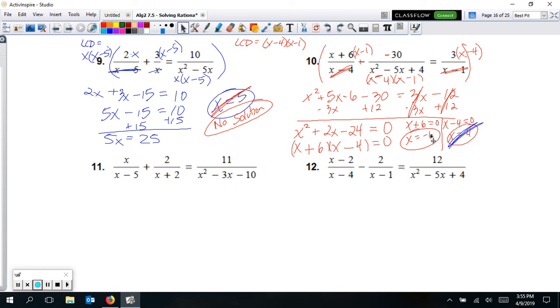So the only answer on this problem then is just that x is equal to negative 6. It only has one answer then. Just keep the one that you can keep. All right, so number 11.